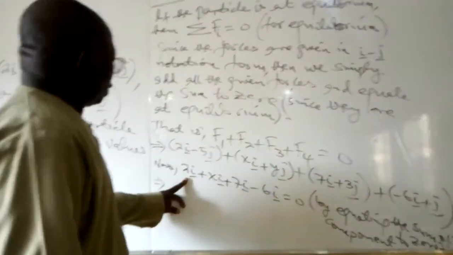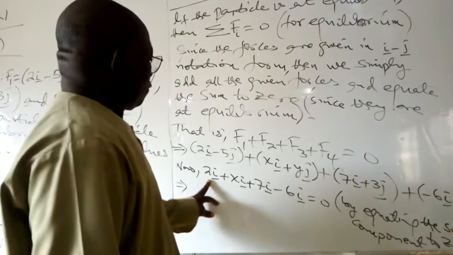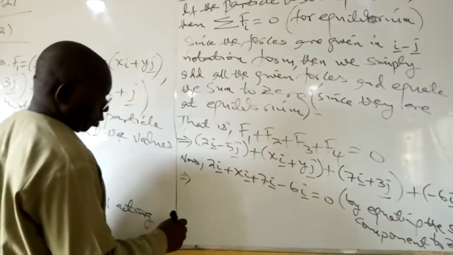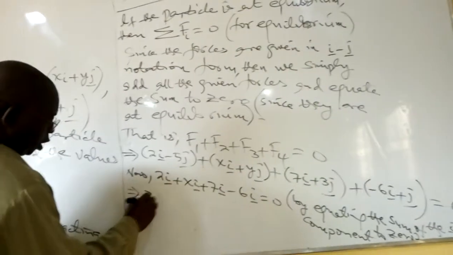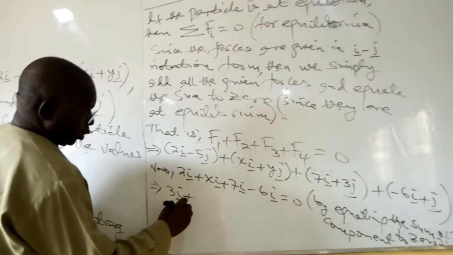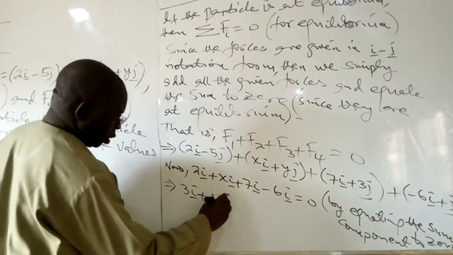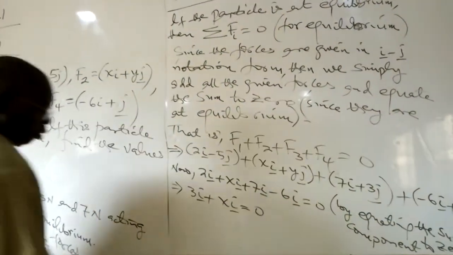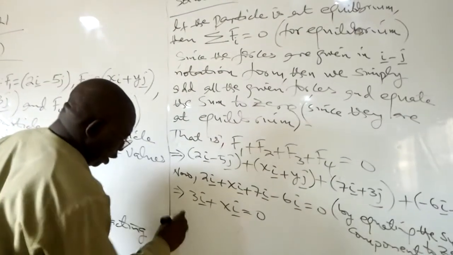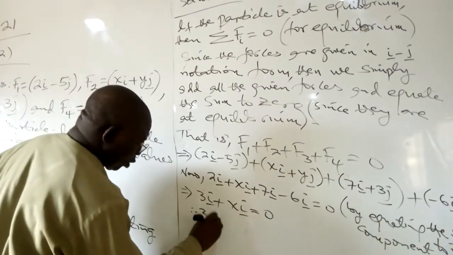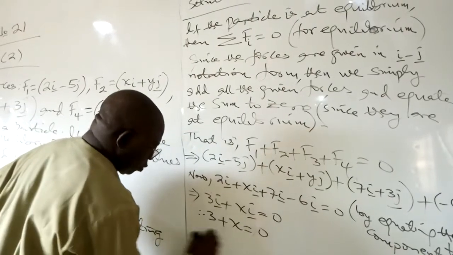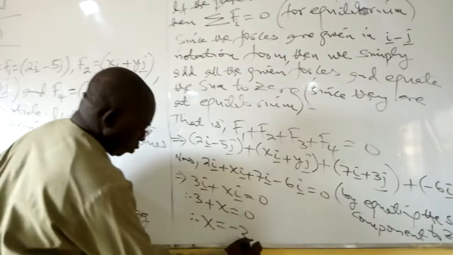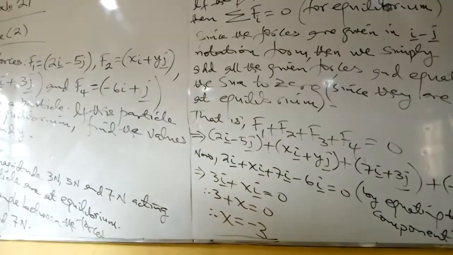So this means 2i plus 7i is 9i. 9i minus 6i is 3i. So this means 3i plus xi is equal to 0. Dividing throughout by i, I have 3 plus x is equal to 0. Therefore, x equals minus 3. So, we got the value for x.